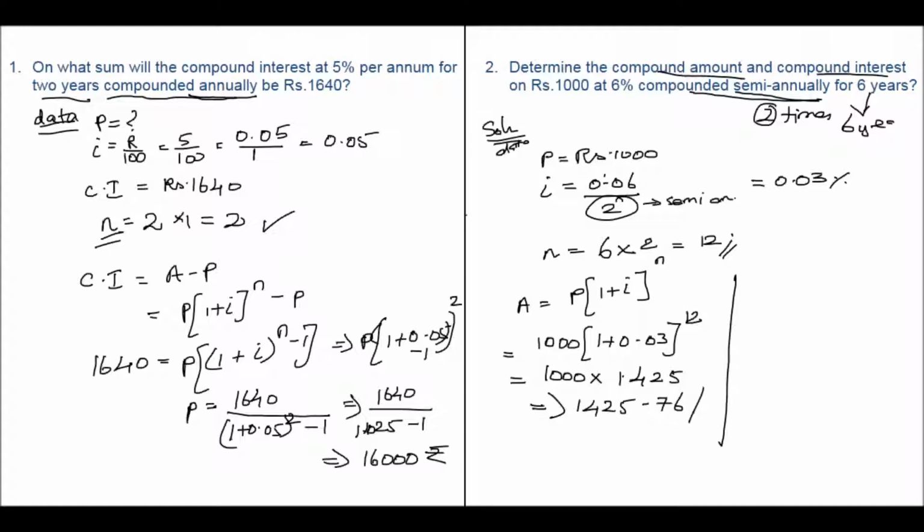Got the compound amount. Now if you know the amount, you can easily find the value for compound interest, which is amount minus principal. See, the compound interest value will be equal to 1425.76 minus the principal, that is 1000, which gives 425.76 rupees.